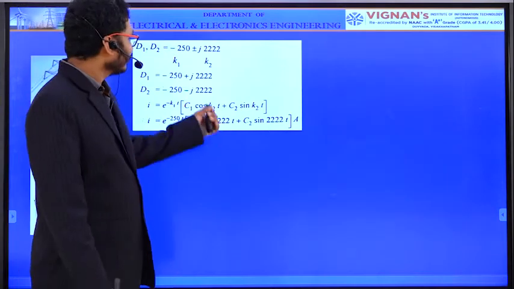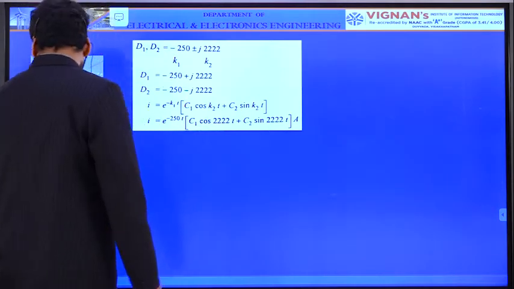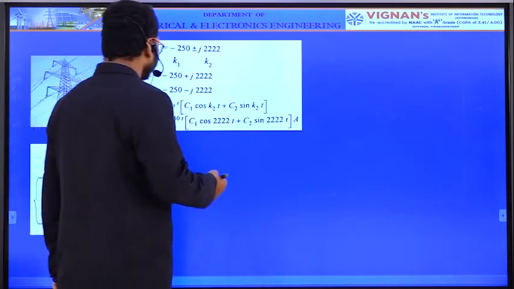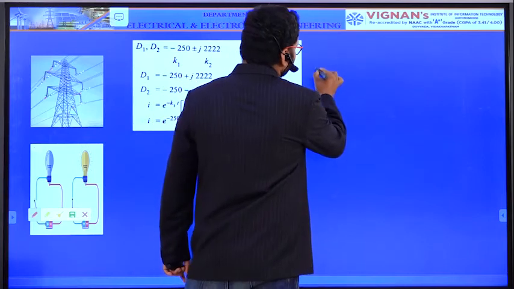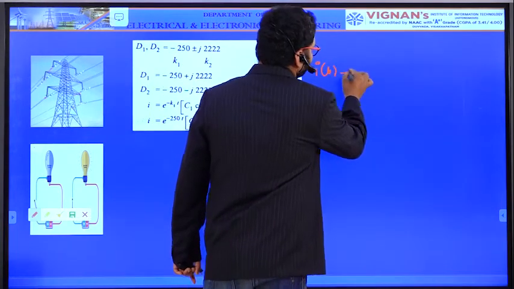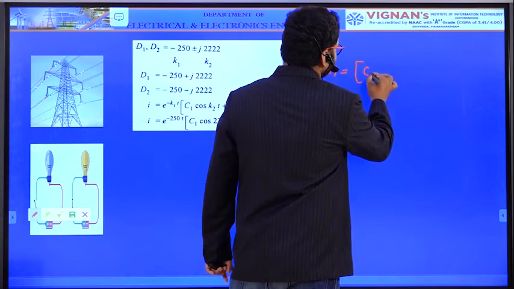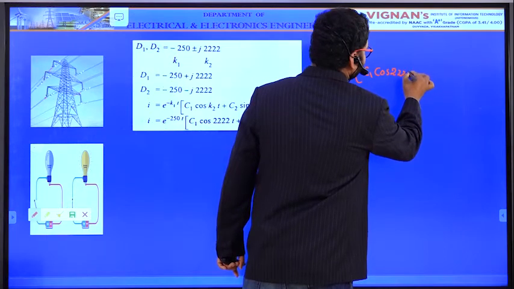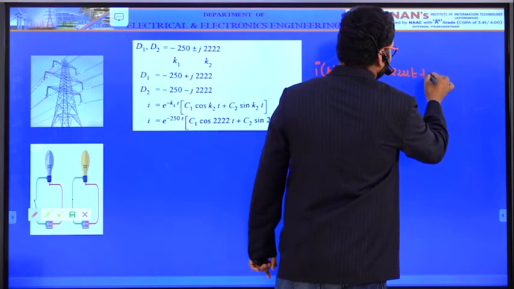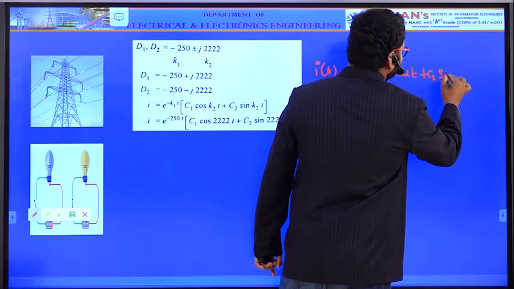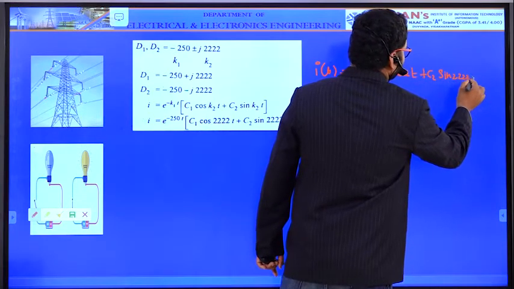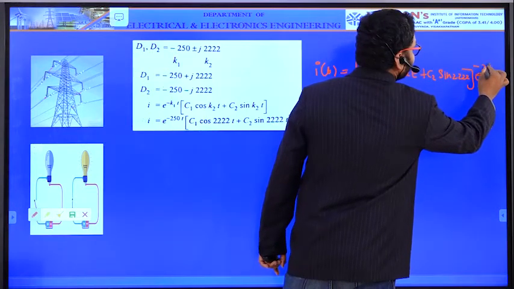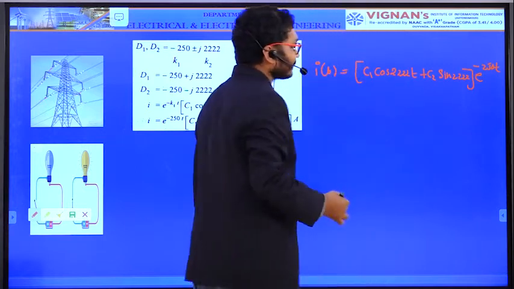Okay, we got the d1 value and the d2 value. So the response, I of t, will be C1 cos(ωt) plus C2 sin(ωt), multiplied by e to the power of minus 250t. This is the response you will get here.